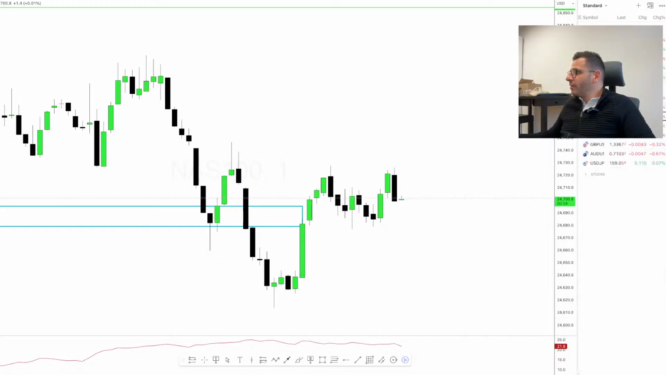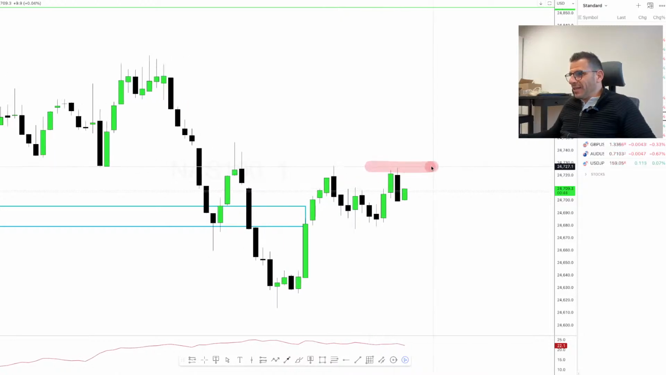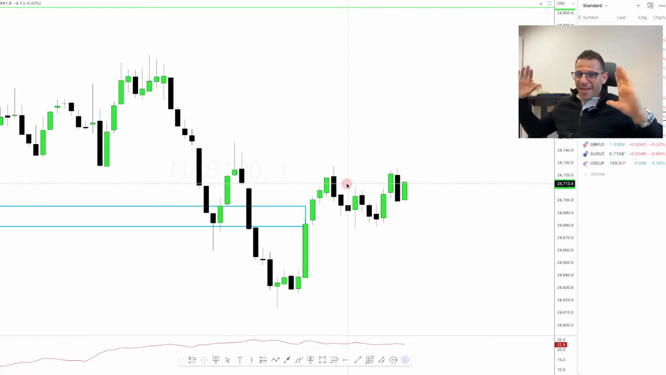Is that clear? Makes sense, right? So this is one of the very classic bearish engulfing patterns that I love trading. Most of my trading is based on these patterns, bearish engulfings and bullish engulfings, but there is always a big but here.